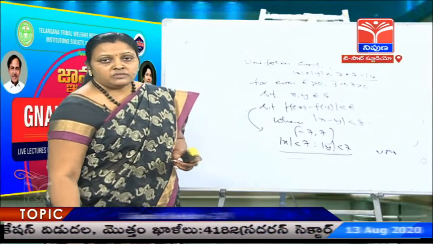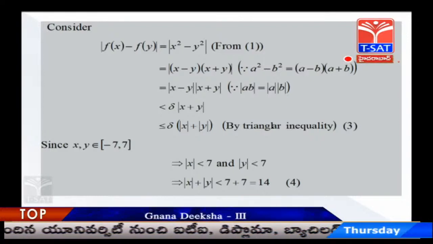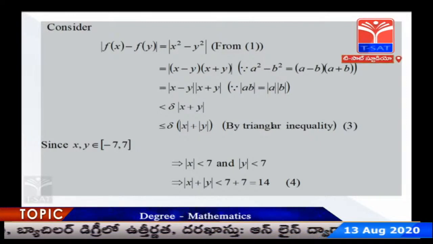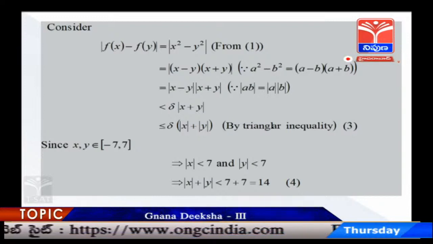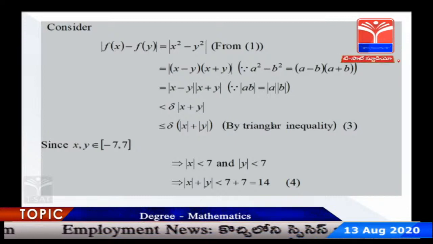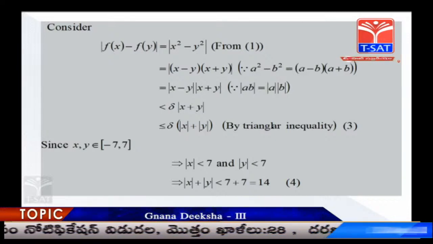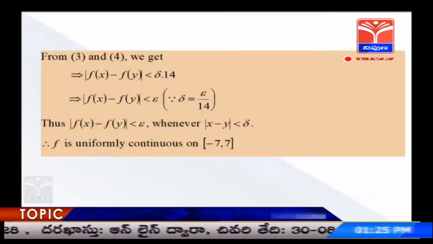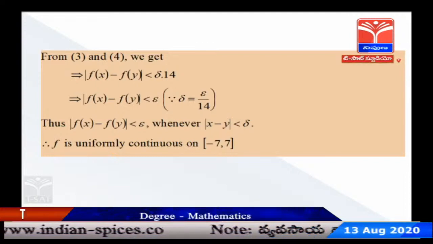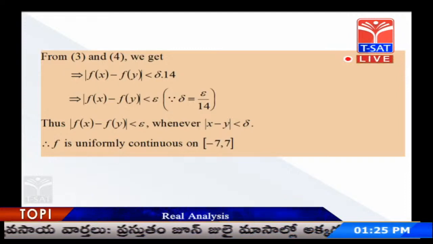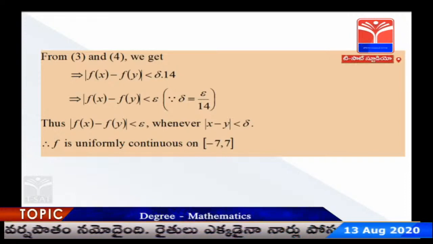Now if we come to this point here, f of x minus f of y is x square minus y square, and the product is taken as x minus y into x plus y, as it is of the form a square minus b square. Later we apply the modulus property, where modulus of x minus y is less than delta, and we take mod x plus y, which by the triangular inequality is at most mod x plus mod y. Here both modulus x and y are less than 7, so mod x plus mod y is less than 14. So we get modulus of f of x minus f of y less than delta into 14. Here delta is taken as epsilon by 14, so this reduces to less than epsilon. So the function is said to be uniformly continuous on this closed interval.